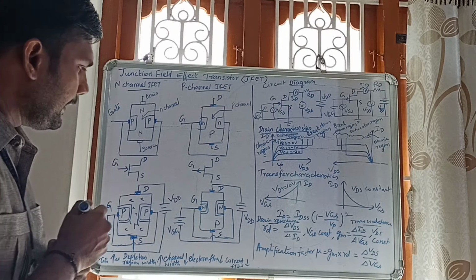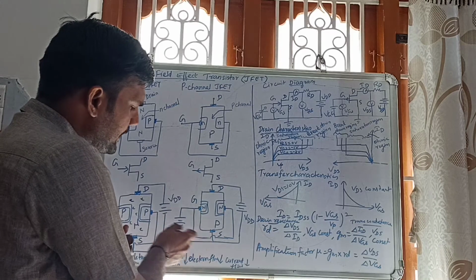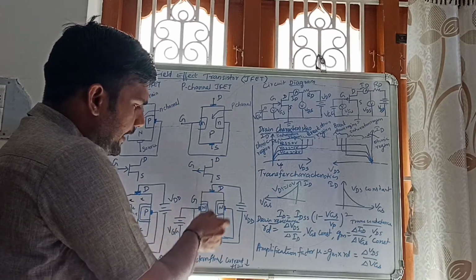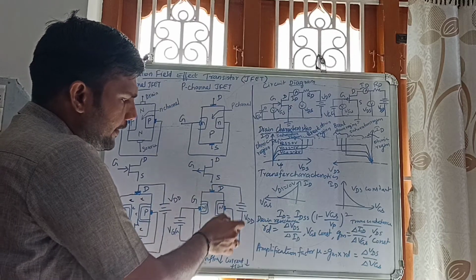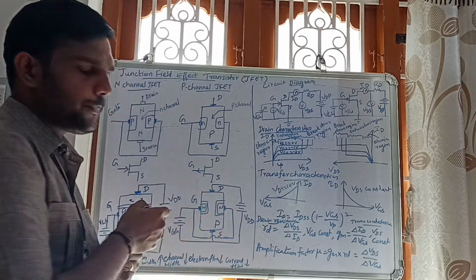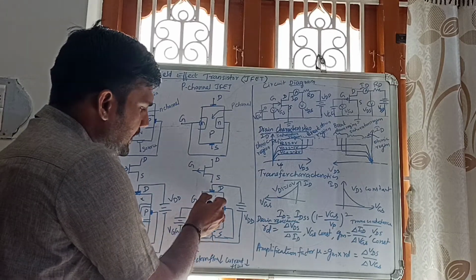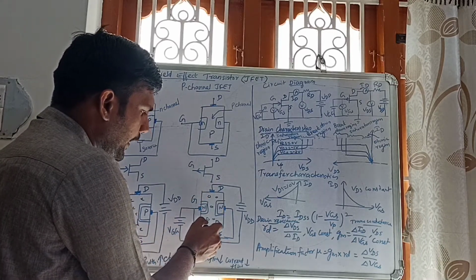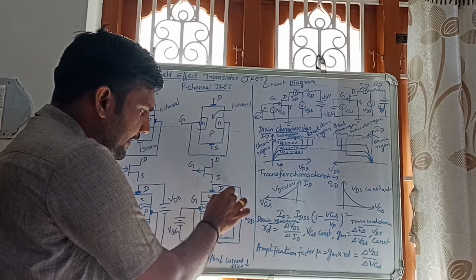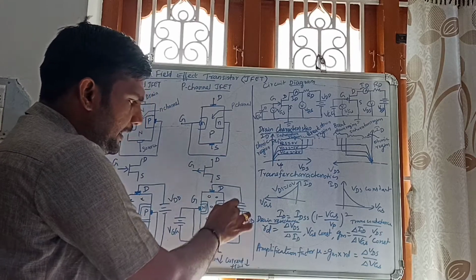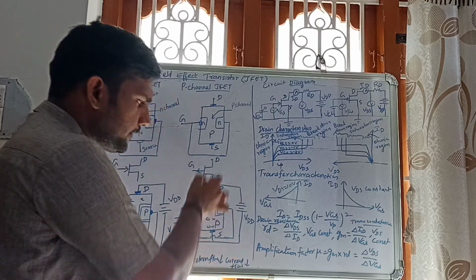Similarly, for P-channel JFET, between gate and source VGG is given, between drain and source VDD is given. So for the drain, negative supply is given, for the source, positive supply is given. Here, in P-type region, the majority carriers are holes. Holes have positive charge. So the holes are attracted by the negative supply. The holes are repelled by the positive supply. So the holes are flowing in this direction.